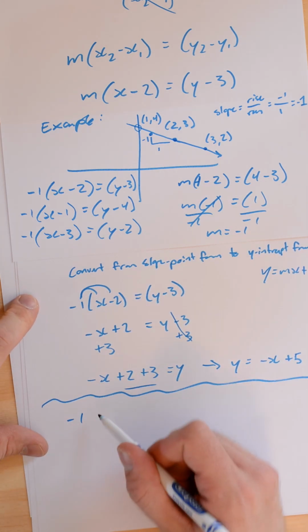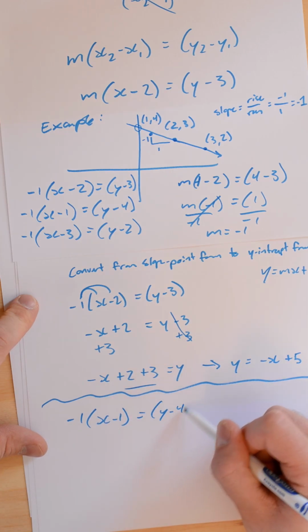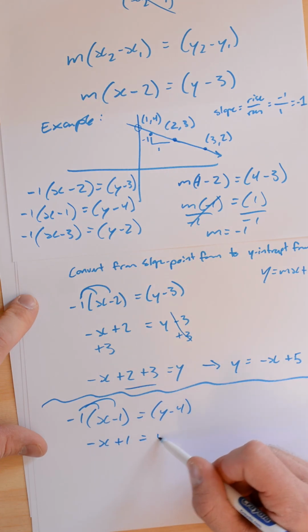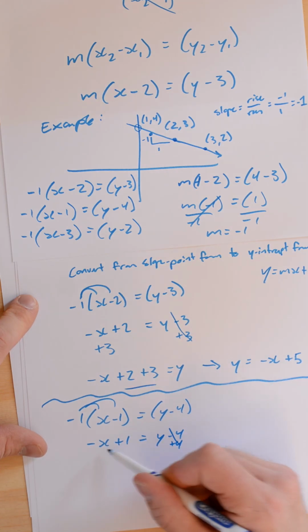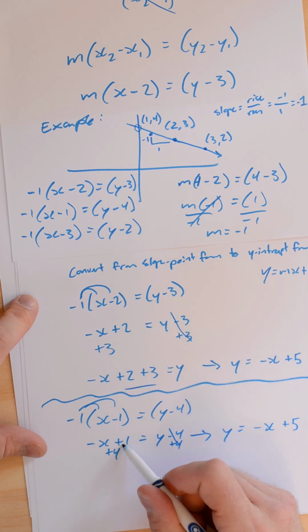Let's look at negative 1, x minus 1 equals y minus 4. Distribute this in, negative x plus 1 equals y minus 4. Add 4 to both sides. So I get y equals negative x plus 5. 1 plus 4 is 5.